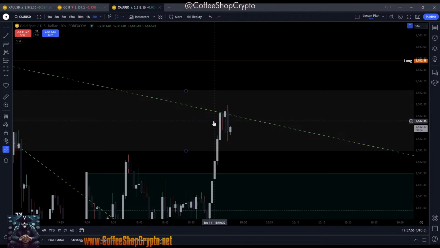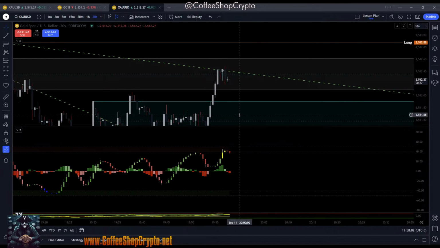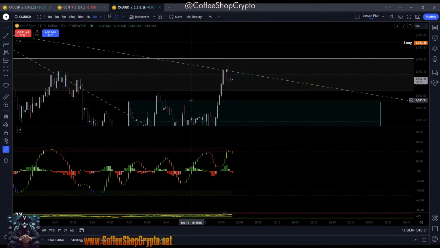Of course, I missed this move. Doesn't really matter. I'm not worried about it. Let's see what price action is doing now. Nope, still pushing short. I'm going to be pushing short. Let's see if I have any divergence going on.